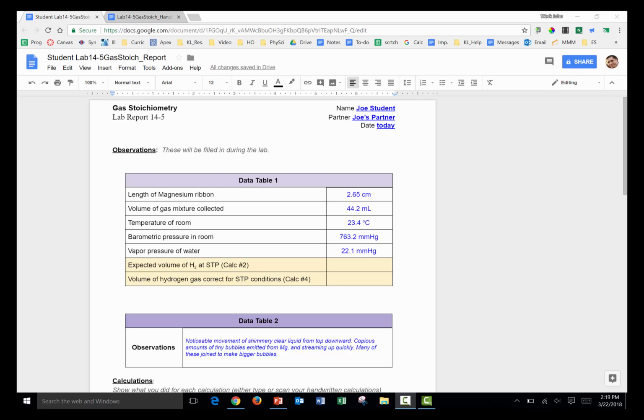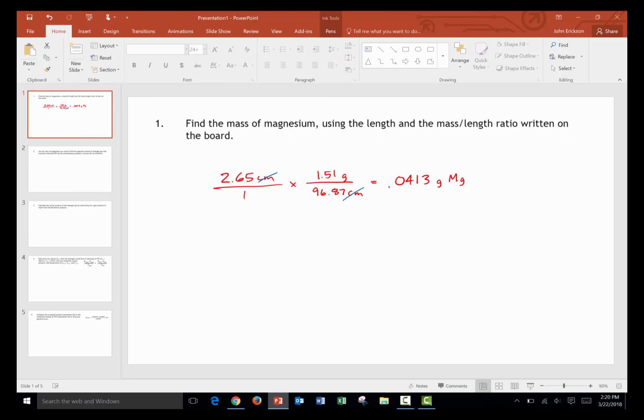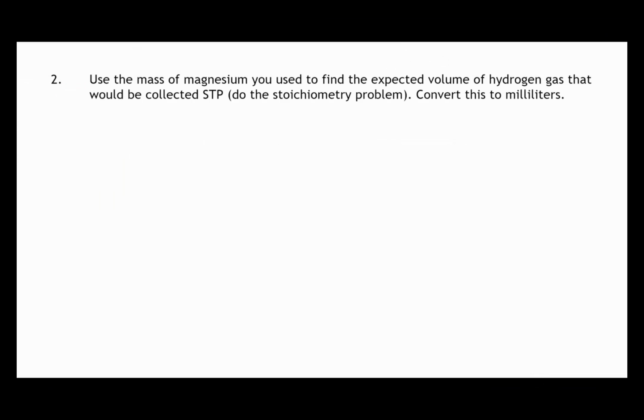All right, welcome back. We're going to move on to calculation number 2 on the gas stoichiometry lab report. Recall that in calculation number 1, we used the length of magnesium, and from that we found the mass of magnesium. For calculation 2, we're going to use that mass of magnesium just calculated to find the expected volume of hydrogen gas that would be collected if this were at STP. In other words, we need to do a stoichiometry problem. Then when we're done, we're going to convert this into milliliters.